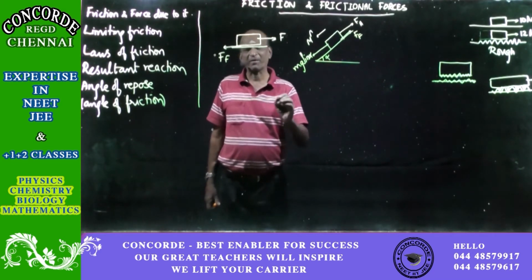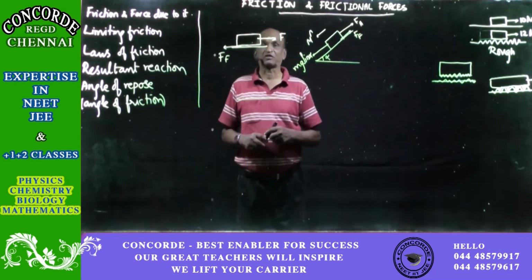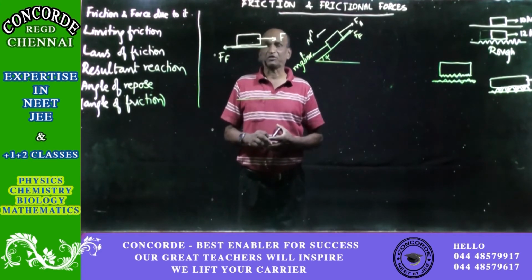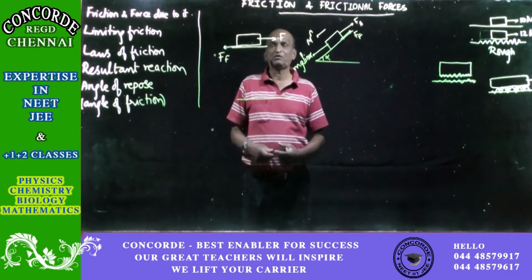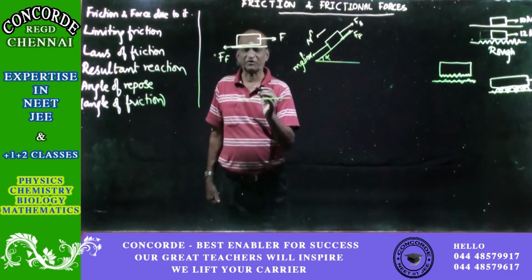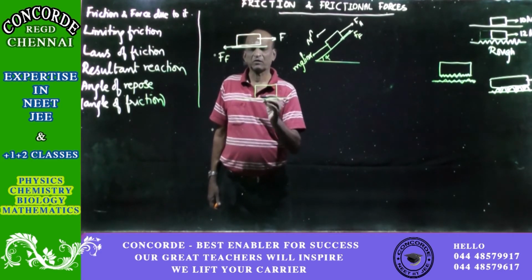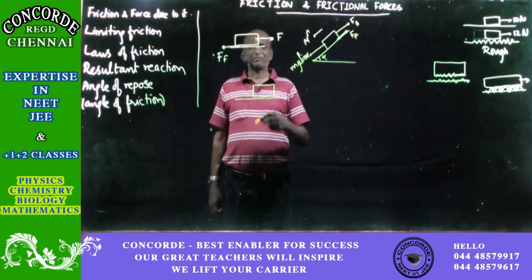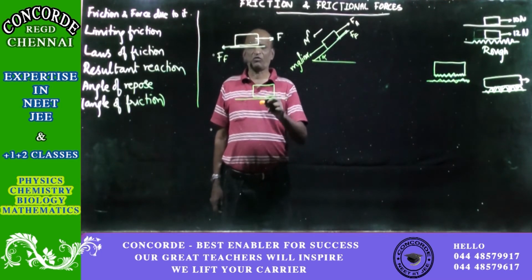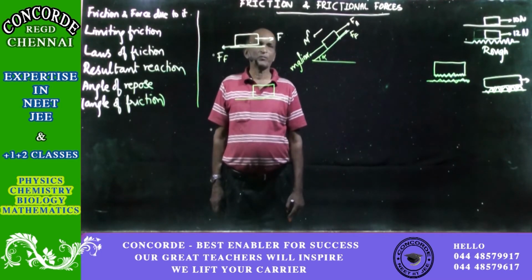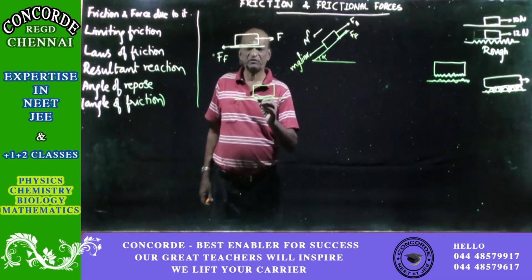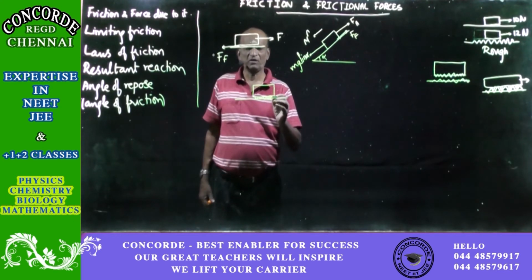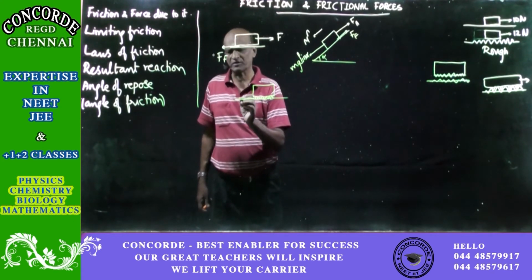See, many people are thinking that the frictional force is a constant and it is equal to mu into R, where R is the normal reaction. It is not correct, wrong. So for that I would like to start from scratch. Rough surface is there, and let us keep a body over a rough surface. And it is rough like this. The question is, what is the frictional force?